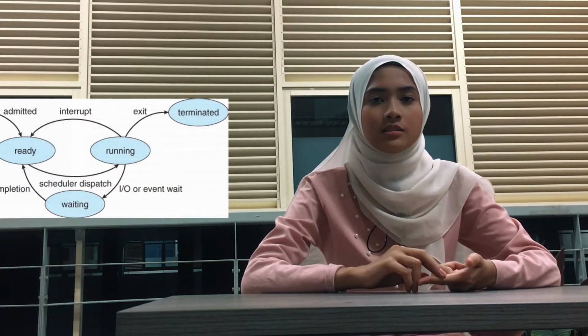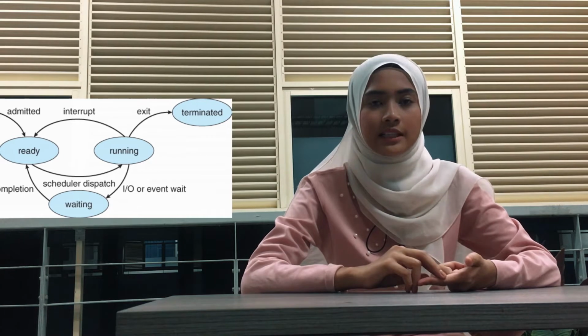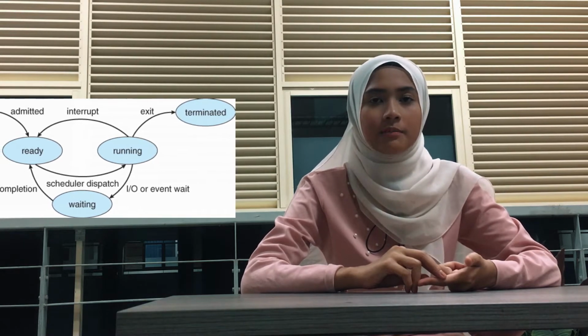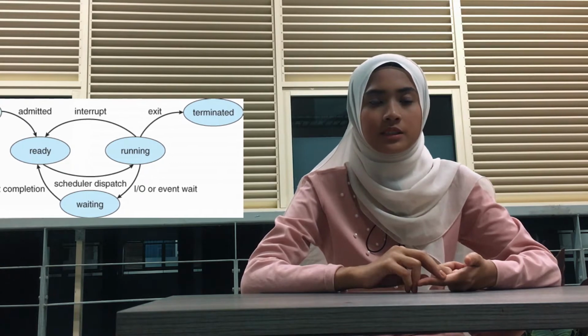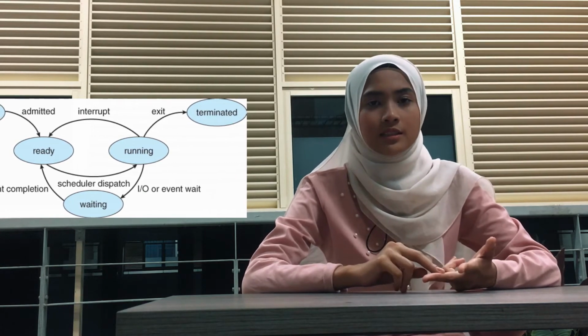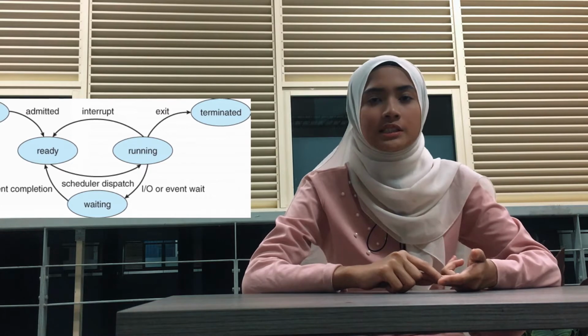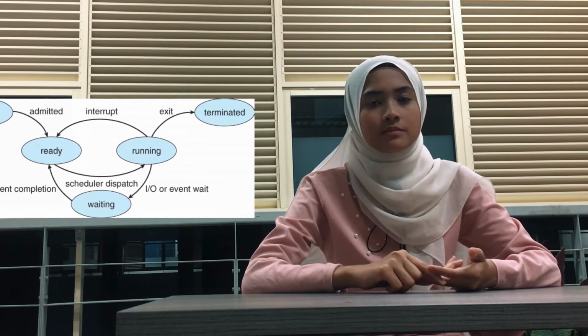A process may be in one of 5 states. First, new. The process is in the stage of being created. Next, ready. The process has all the resources available that it needs to run, but the CPU is not currently working on this process. Third, running. The CPU is working on the process.